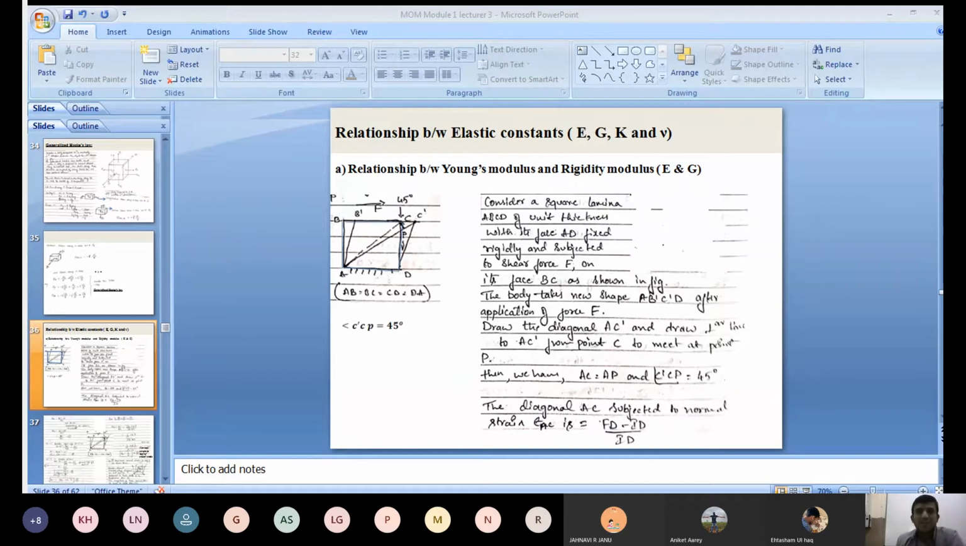First, we'll go for the relationship between them. Usually for an engineering material, we know only 2 elastic constants: one is Young's modulus, the other is Poisson ratio. Then how do you determine the remaining 2 elastic constants, shear modulus and bulk modulus? For that, we should have a relation for the shear modulus in terms of E and also for the bulk modulus in terms of E and mu. So for an isotropic material, if we are given only 2 elastic constants, the remaining 2 you can easily determine by applying the mathematical formula.